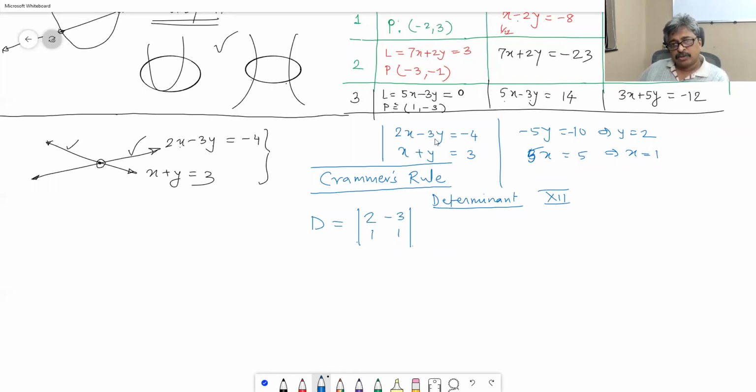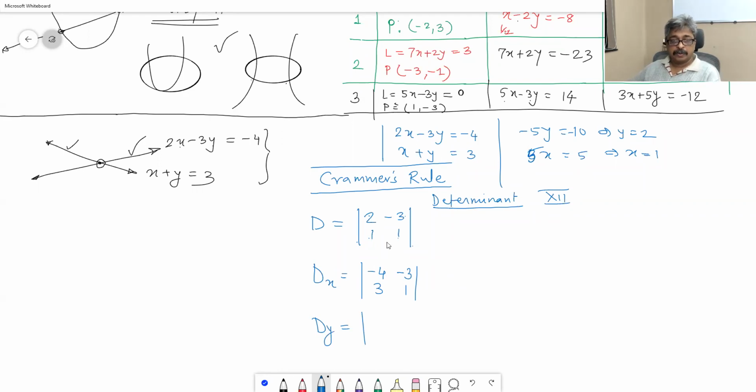Instead of writing x two times and y two times, we just ignore x and y. We know they are there, but therefore I call this first determinant 2, 1, minus 3, 1, D. Now I call the next one Dx. If I want to find the value of x, then these two entries which are in the RHS, I put in the first place where x is present: minus 4, 3, minus 3, 1. The other column entries stay the same. Then Dy.